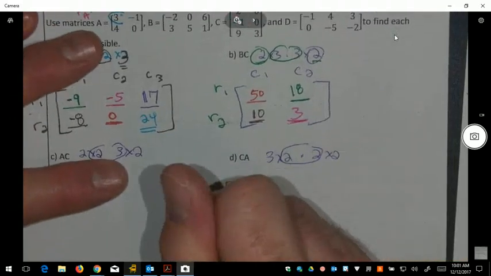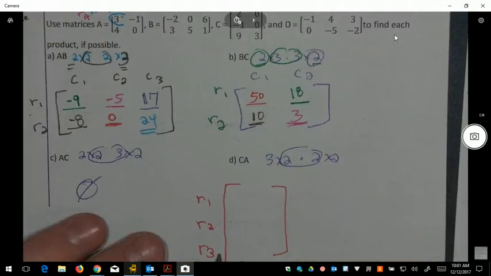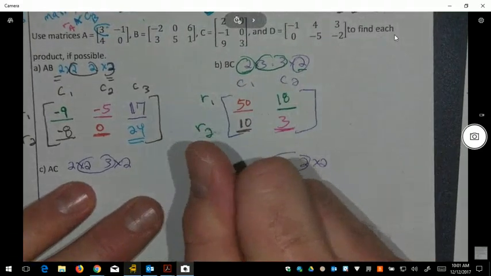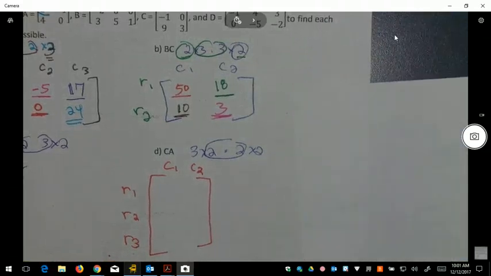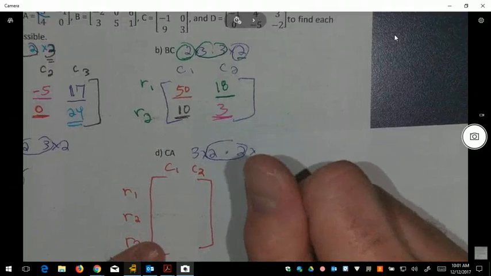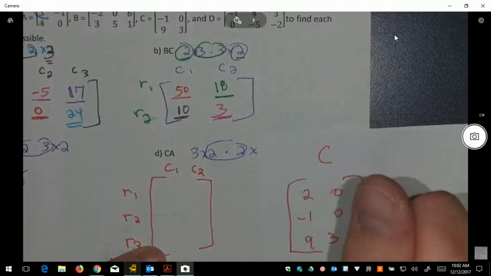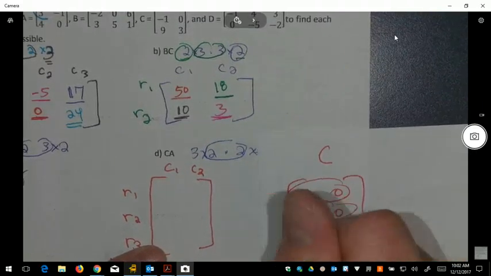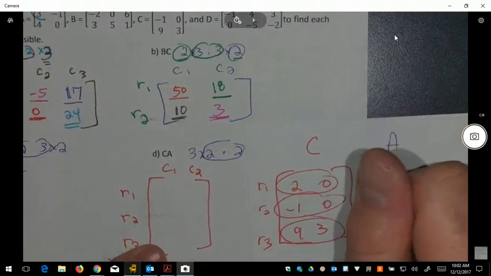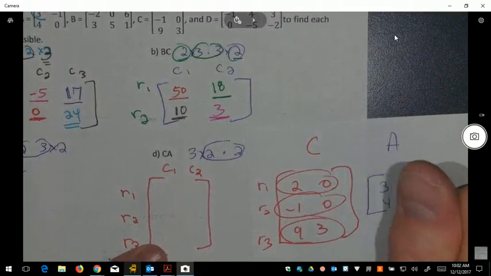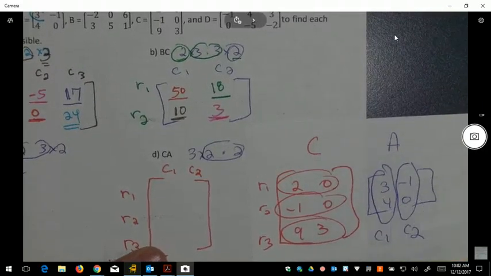You're going to end up with a 3 by 2. So you'll have 3 rows, which are coming from C, and 2 columns coming from A. As you set up this problem, because you're going to be doing this in a second, you want to make sure you write C to the left of A. You're going to be using its rows, row 1, row 2, and row 3. And for A, you write it to the right of it, 3, negative 1, 4, 0. You're going to be using its columns, column 1, column 2.